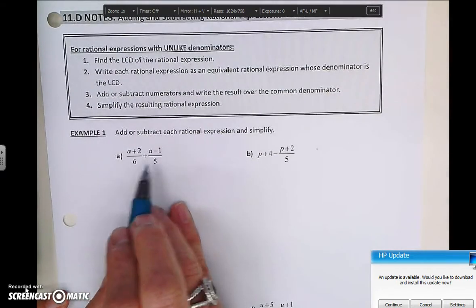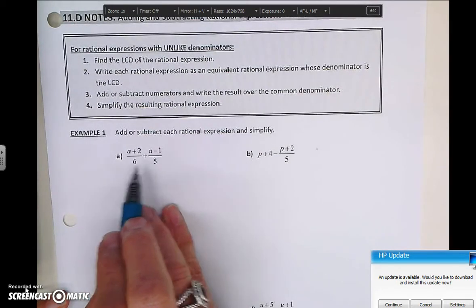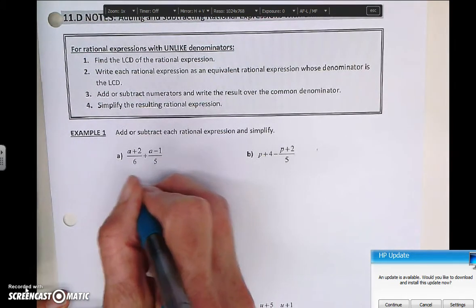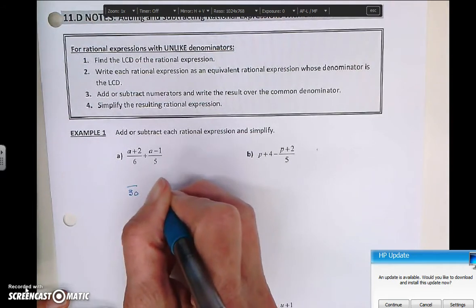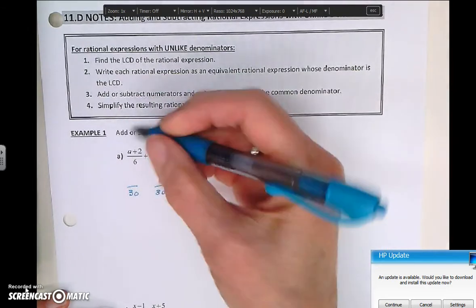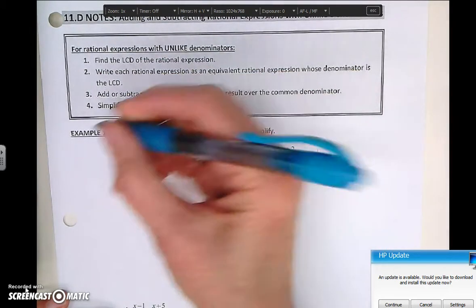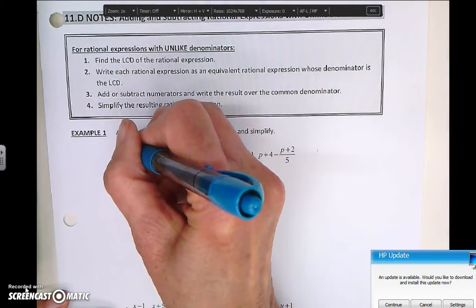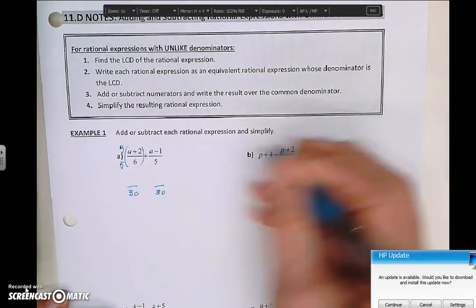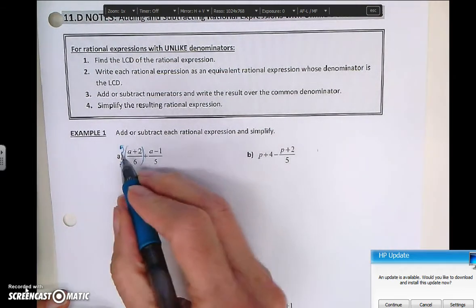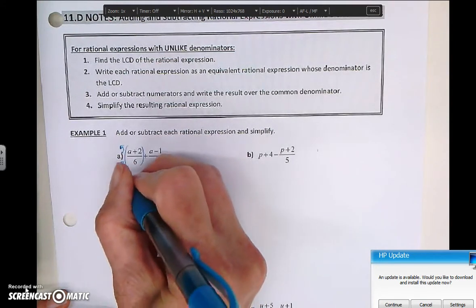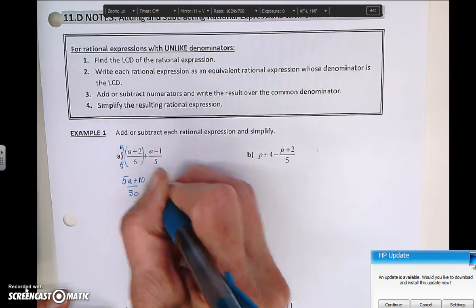So 6 and 5, you've worked with 6 and 5 before, so we're looking for a number that they both will go into evenly, and that would be 30. So I want to have a new denominator of 30. So for my 6, I need to multiply by the clever 1, so I want to multiply by the same thing on top and bottom, so I'm going to do 5 over 5 so that I get 30 here. And now I'm going to distribute through the numerator and get 5a plus 10.